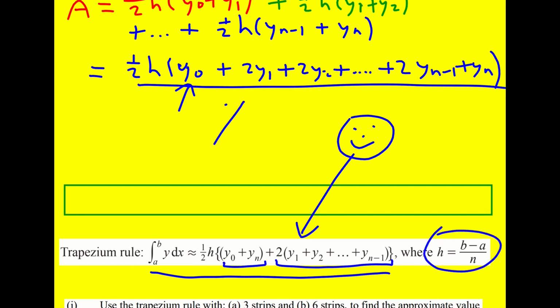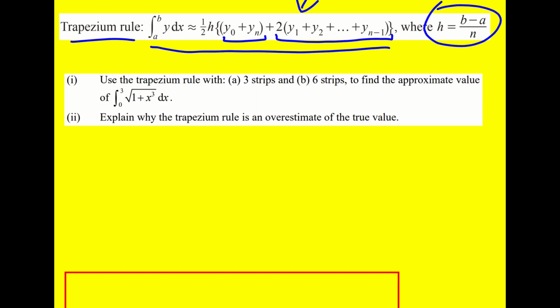So if we know b, a, and n, and we know the function, then we can implement the trapezium rule and find approximate areas. Okay, we've derived the trapezium rule for n trapezia, and now we're going to implement it on a function. I don't think it's possible to easily integrate this function. I'm not sure if we can do it at all. So we're going to have a go at doing it for 3 strips.